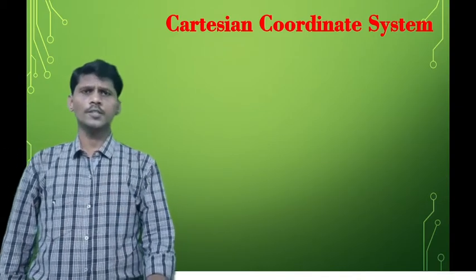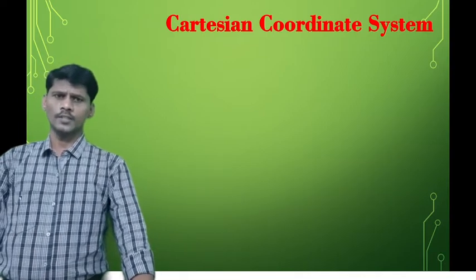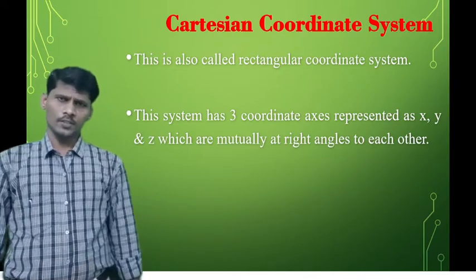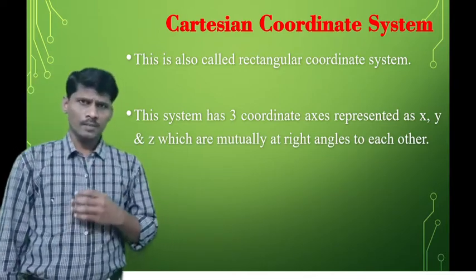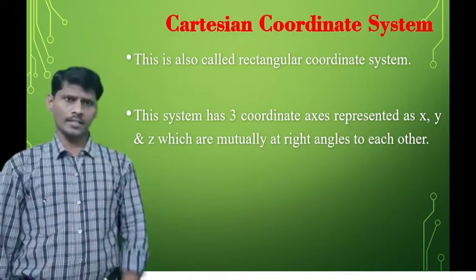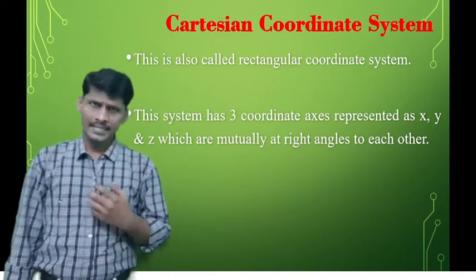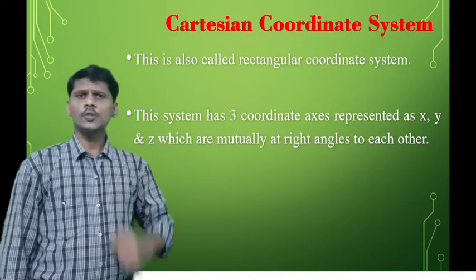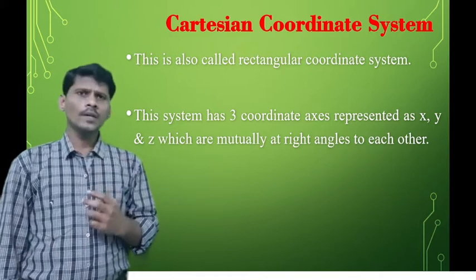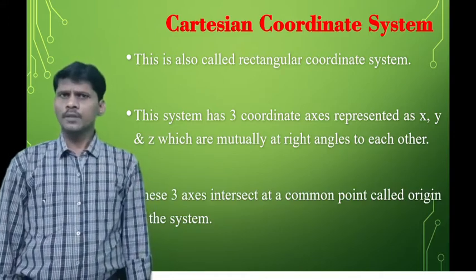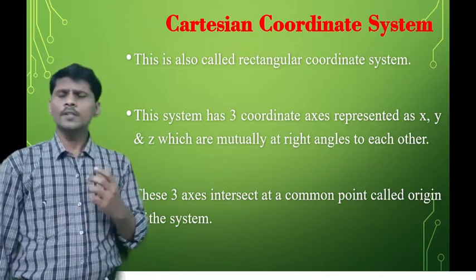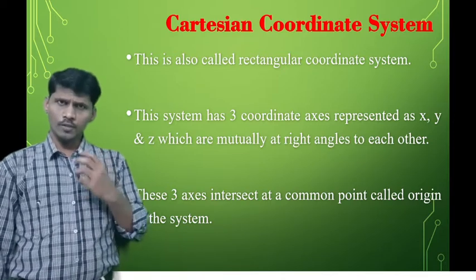The Cartesian coordinate system is also called a rectangular coordinate system. This Cartesian coordinate system has three coordinate axes represented as x, y, and z respectively. These three coordinate axes are mutually at right angles to each other. These three coordinate axes intersect at a common point, which is called the origin of the system.